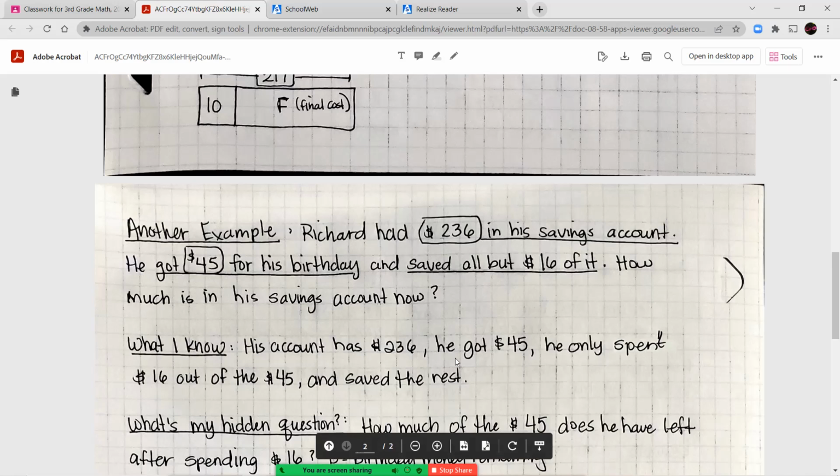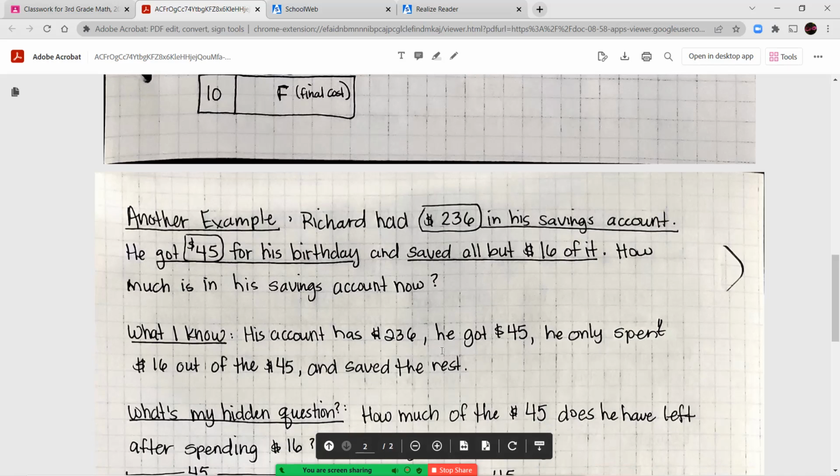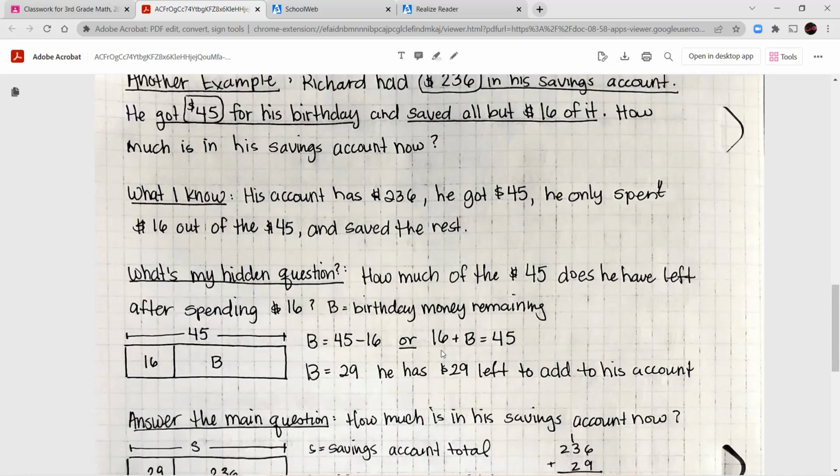So I know that he has $236 in his account. I know that he got $45 and he only spent $16 out of that $45 and then he saved the rest. So what's my hidden question here? Well, my hidden question is how much of the $45 does he have left after he spent the $16? So B is going to be his remaining birthday money.